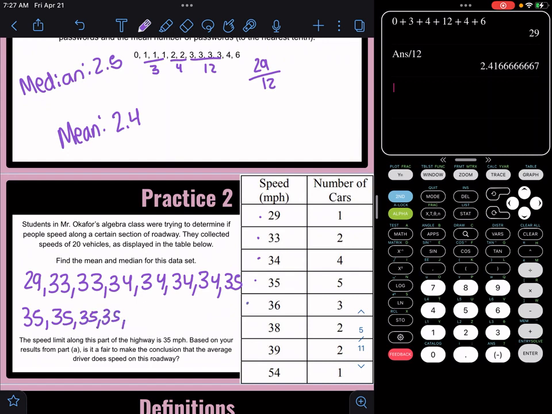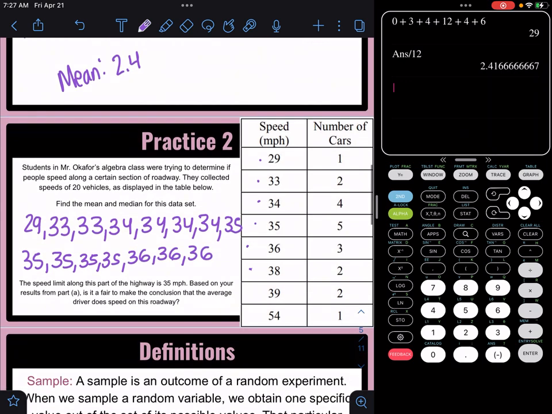Then 36, we have 3 people. Then 38, we have 2 people. 39, we have 2 people. And 54, we have 1 person. And it says there was 20 vehicles.